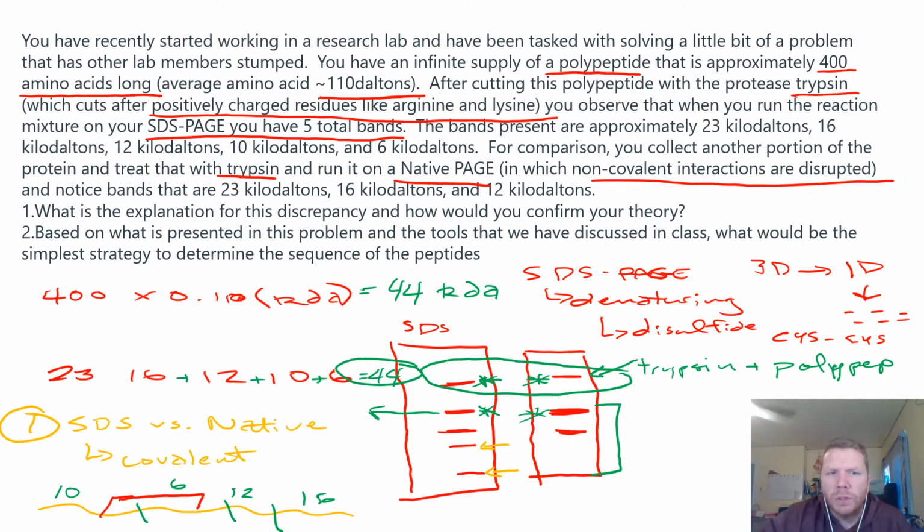Now part 2 of this question is, based on what's presented in this problem and the tools that we have discussed in class, what would be the simplest strategy to determine the sequence of the polypeptides? Essentially what this is asking is we've got these 4 different polypeptides. How could we determine which one is the first, second, third, fourth? Okay, so one way that we could do it, and I kind of gave a little bit of latitude. So actually, let me take it a step back.